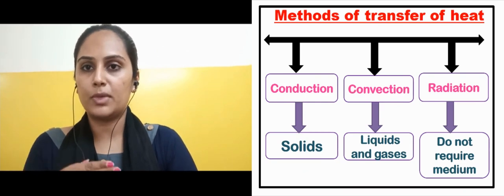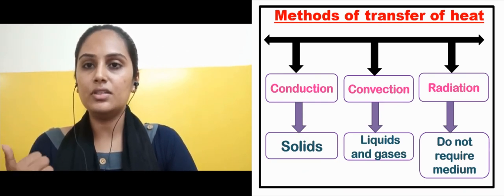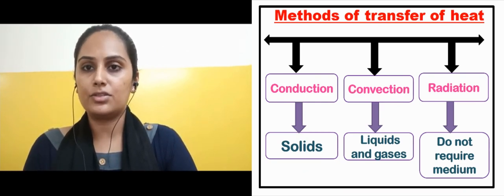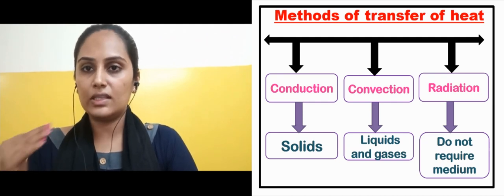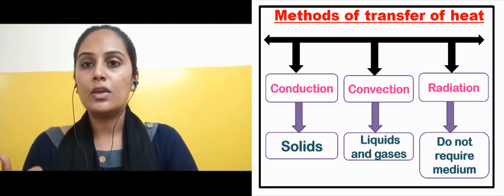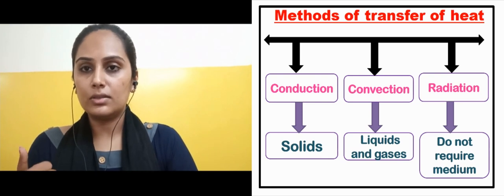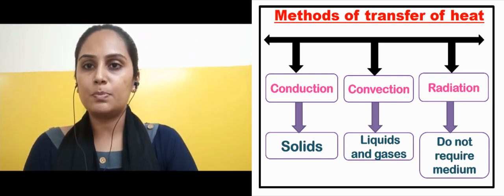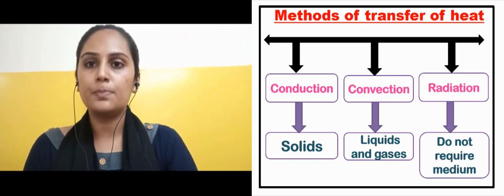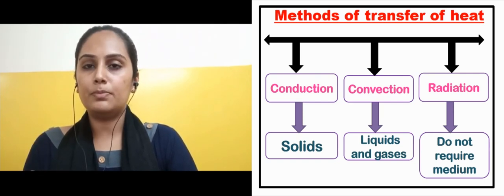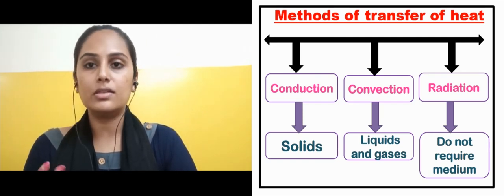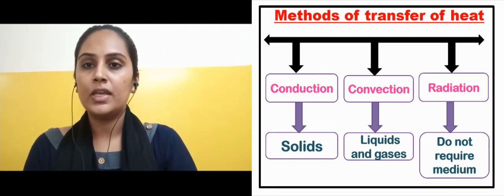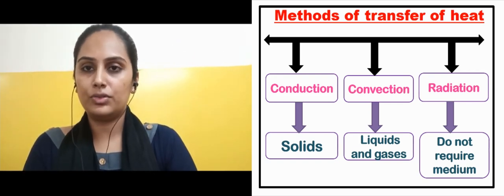Now see, there are types of methods for transfer of heat. There are three types of methods. First is conduction, convection and radiation. We'll see these three methods in detail. Conduction takes place with solids, convection takes place with liquids and gases, and radiation does not require any medium. Now turn by turn we'll see all three of them.